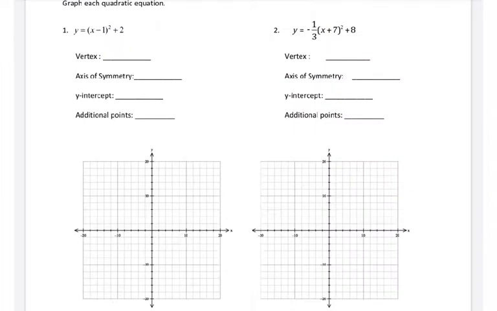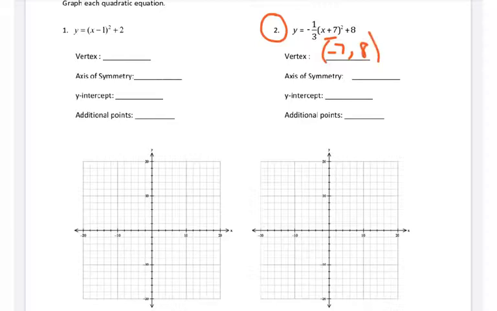So moving on, let's talk about graphing. So do we know the vertex of, let's look at number 2. I'm going to let you guys do number 1. Let's look at this vertex. Opposite of positive 7, negative 7. And then my k is whatever comes after, so k is going to be positive 8.